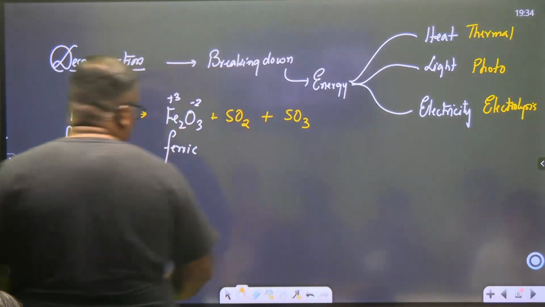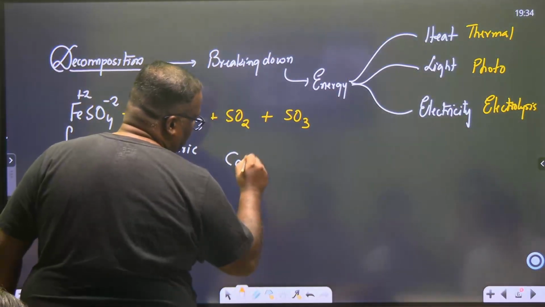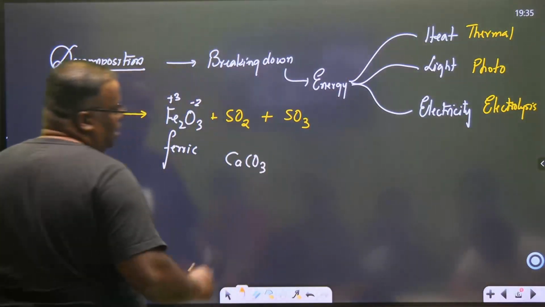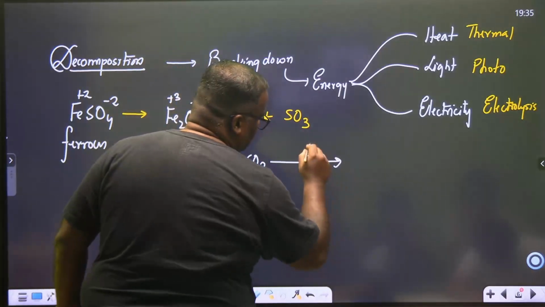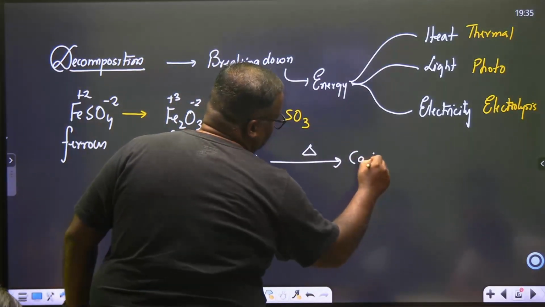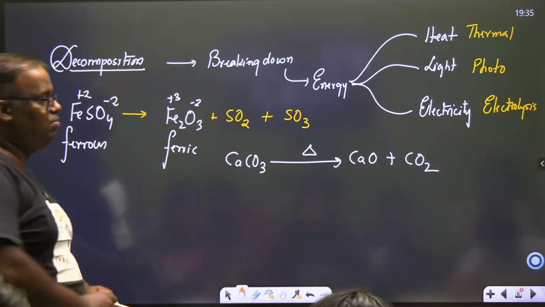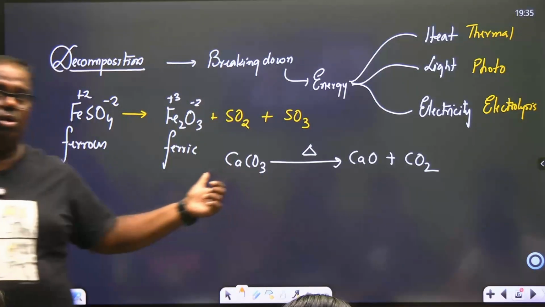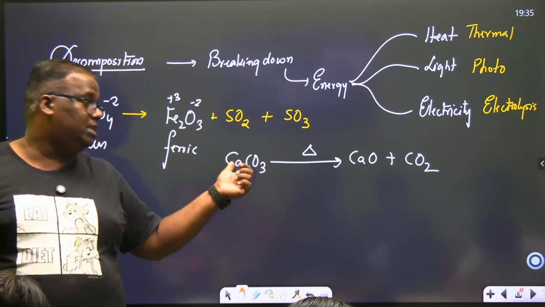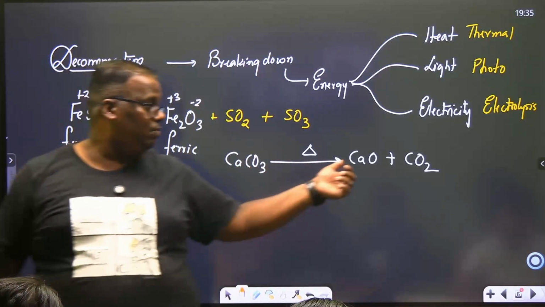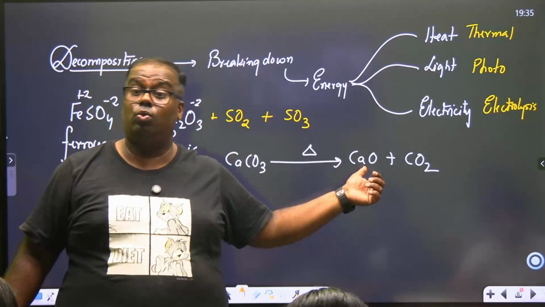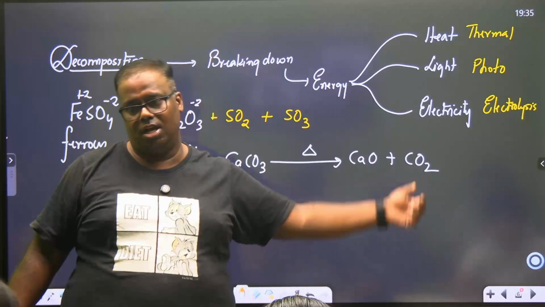Similarly, we can have calcium carbonate, CaCO3. If you heat it, it will form calcium oxide plus carbon dioxide. Now get the trivial names also. This is limestone. What is the trivial name for this? Quicklime, and this is carbon dioxide.